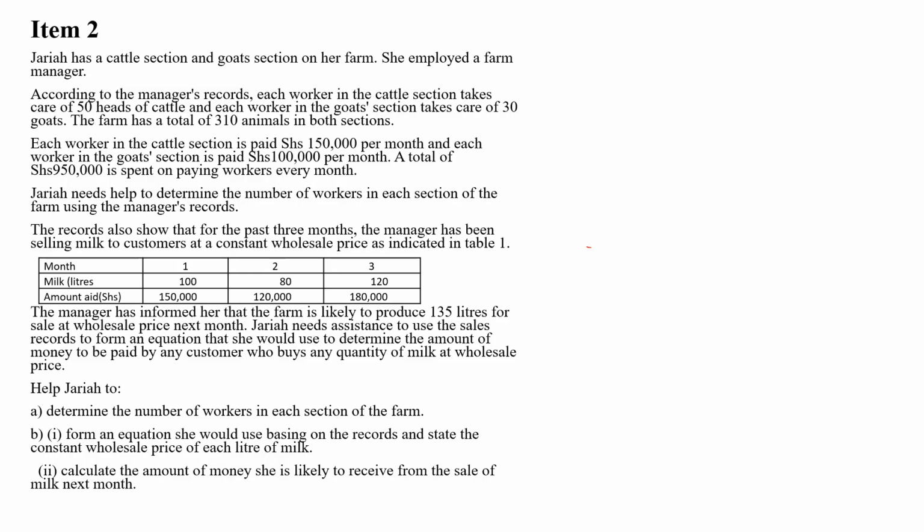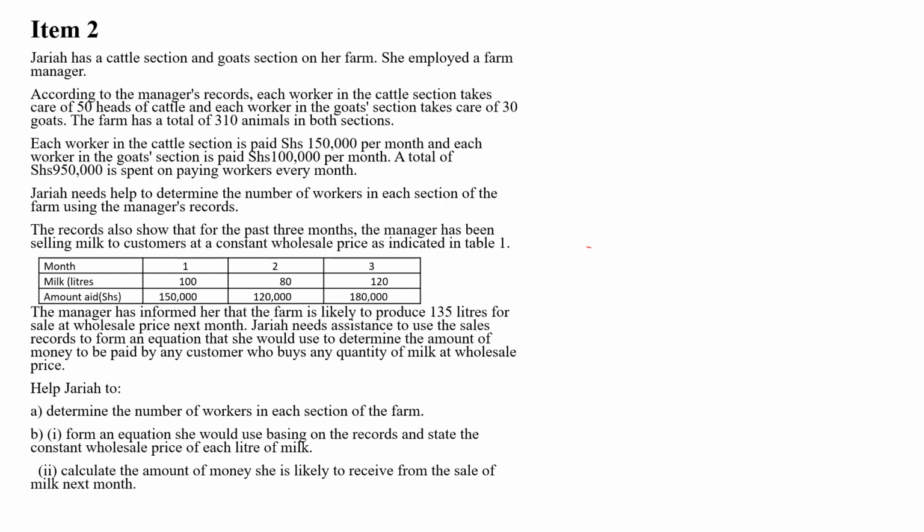Each worker in the cattle section is paid 150,000 per month, and each worker in the goat section is paid 100,000 per month. A total of 950,000 is spent on paying workers every month. Daria needs help to determine the number of workers in each section of the farm using the manager's records.